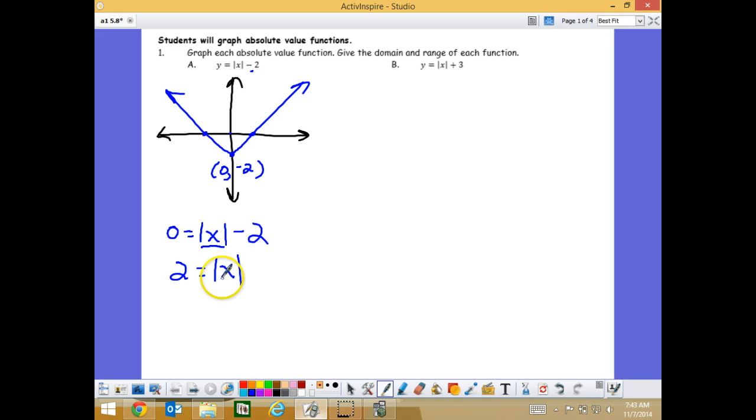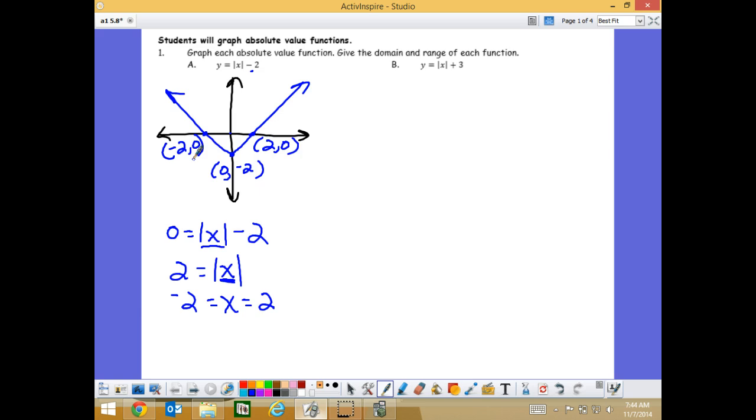And then there are 2 numbers that have an absolute value of 2. Remember, absolute value means distance from 0. And there are 2 numbers that are 2 units from 0. One of them is positive 2. The other one is negative 2. That number is 2 units to the left of 0. So there are 2 numbers that satisfy this. They are positive 2 and negative 2. And there are your x-intercepts.